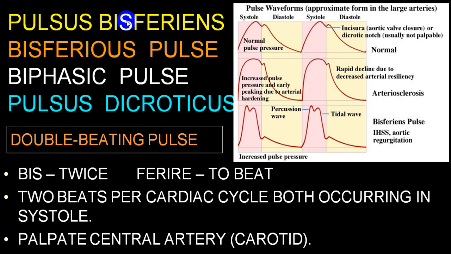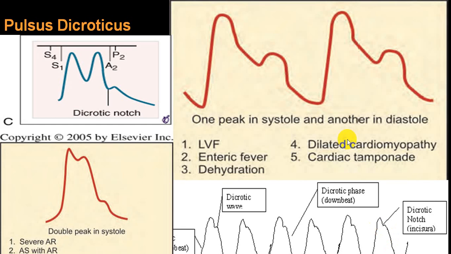Bisferiens, we have already used this word. Bisferiens or bisferious pulse or biphasic pulse or pulsus dichroticus or double beating pulse. Bis means twice, ferire means to beat, and this is very characteristic in a case of severe aortic regurgitation or in a case of a hypertrophic obstructive cardiomyopathy, or if there is an aortic regurgitation predominant with aortic stenosis. Typical. Two heads, very characteristic.